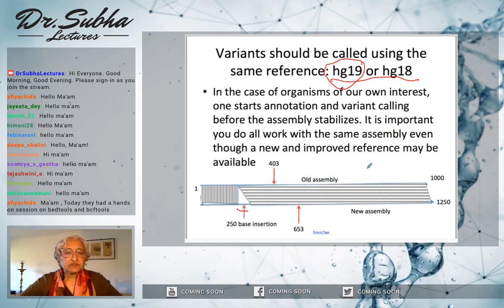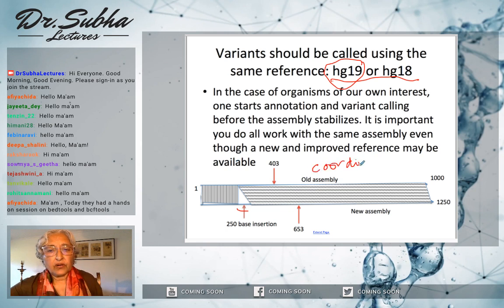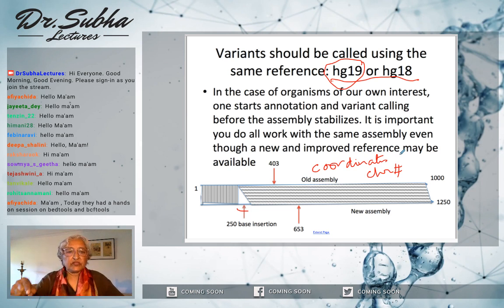But what's going to happen is the numbering changes. Coordinates. We always talk about coordinates in SNP calling. Coordinates are important. Coordinates are always with respect to your chromosome. So you say chromosome number, and the coordinate precisely tells everyone which mutation you're talking about. But if you didn't tell them with respect to what assembly, then we're not comparing apples and apples, we're comparing apples and oranges.